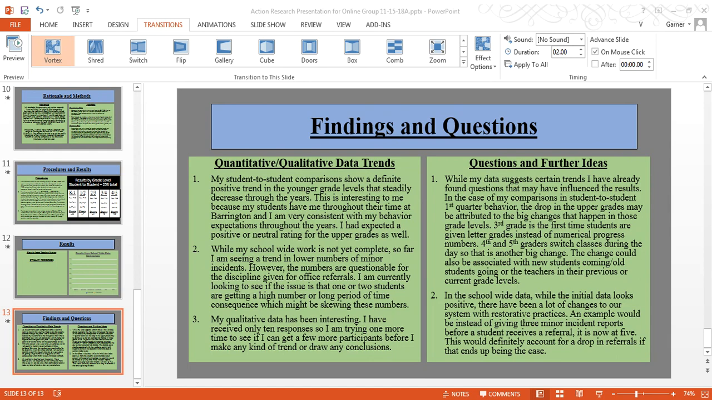I'm a person who always questions my own work as well as other people's. So in going through this, I tried to think what could possibly be interfering with my data. And the first thing I thought about was that my personal first quarter data comparisons might not be necessarily because of me, but it could be because a lot of things happen from that third to fourth to fifth switch. Third grade is the first time students are given letter grades instead of numerical numbers, which is a huge shift in stress for students and parents. And fourth and fifth grade actually start rotating classes, just like middle schoolers.